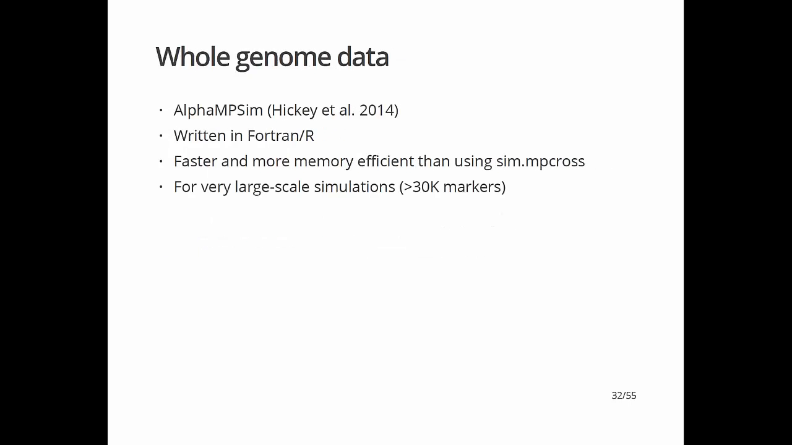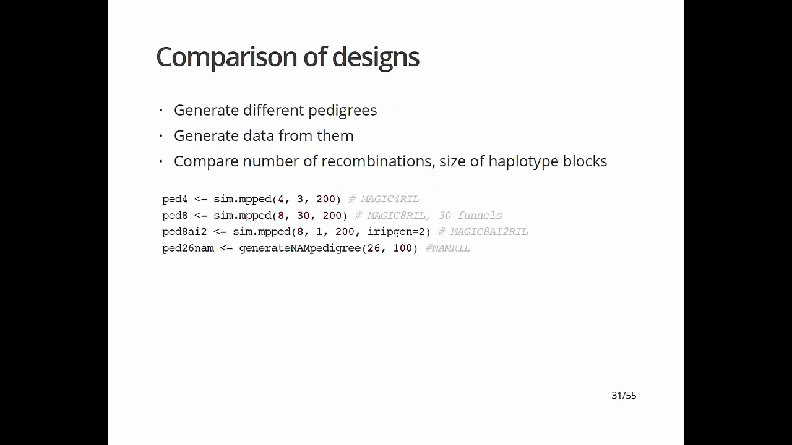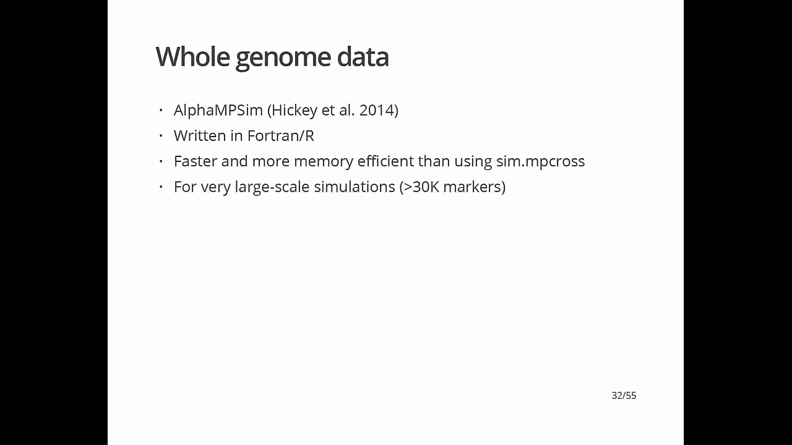If you want to generate whole genome data, in terms of using sim.mphos, I probably wouldn't recommend generating more than about 30 to 50,000 markers. I've done it. It takes a lot of memory and a decent amount of time, so you need a relatively powerful computer. A better option is probably AlphaMPSim, which is something I worked on with John Hickey at the Roslin Institute, and it's written in a combination of Fortran and R.